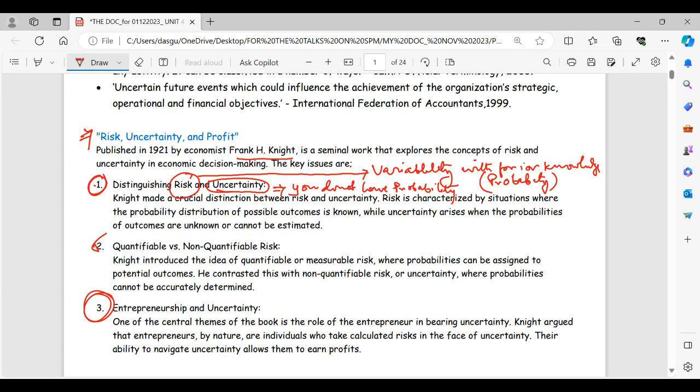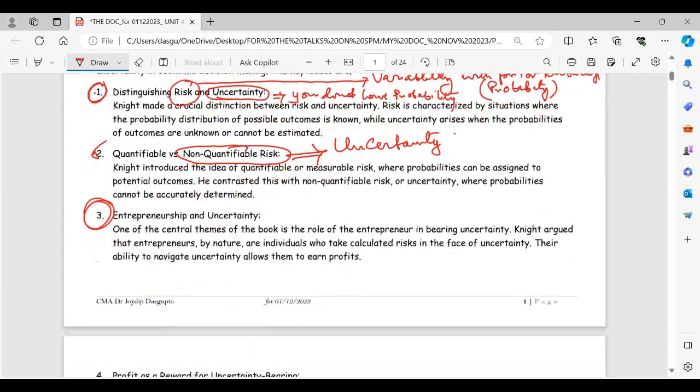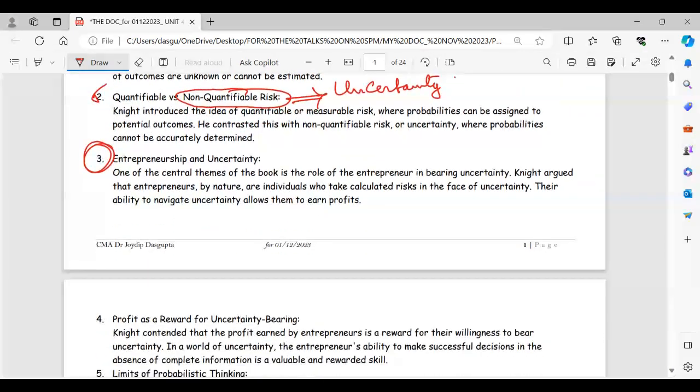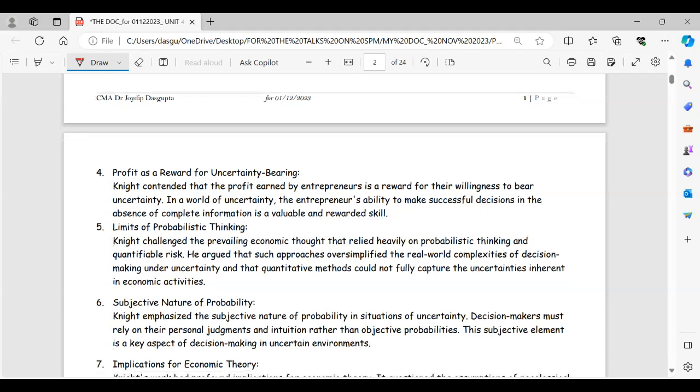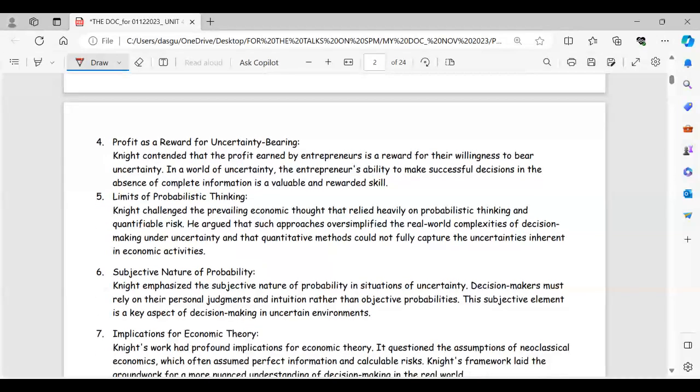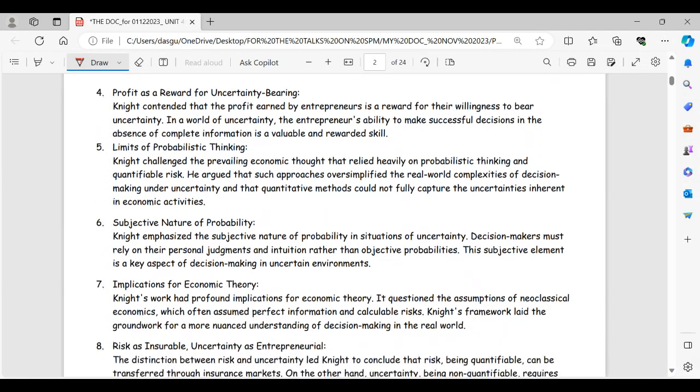So basically speaking, he talks about quantifiable and non-quantifiable risk. So what is non-quantifiable risk? This is your uncertainty. It's a very interesting paper. Of course, I could only manage to understand a little bit of it, and so I have tried to put in some issues.